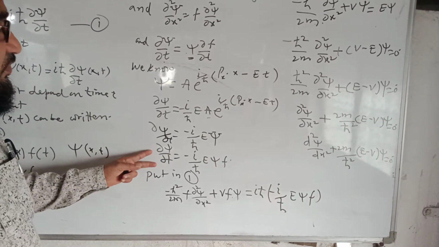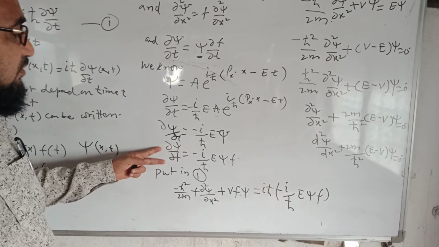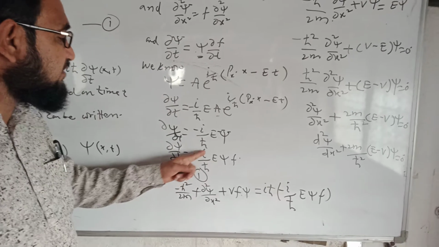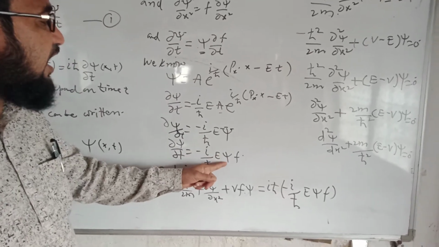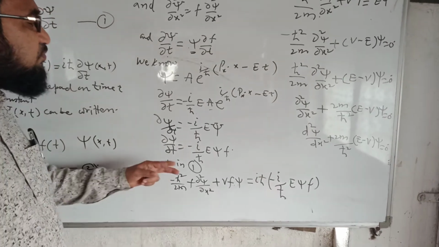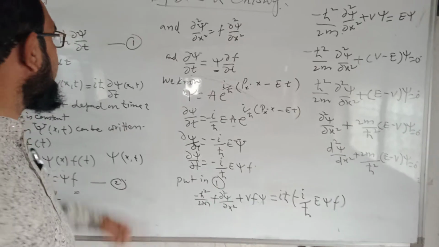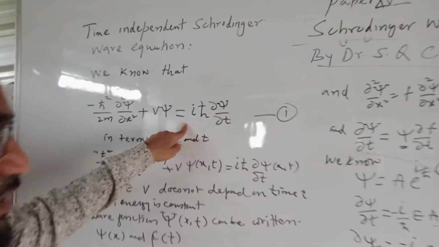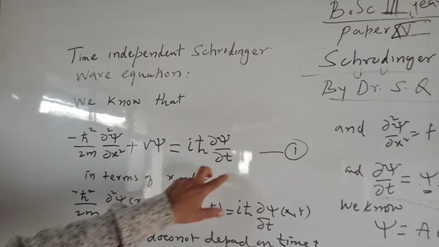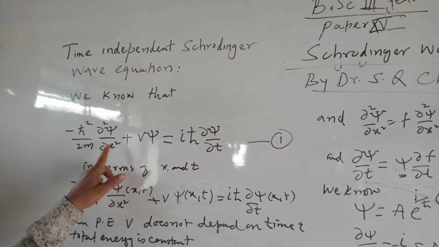Or we know that in terms of the function f, ∂ψ/∂t is equal to -i/ħ E ψ f. Now put these values in equation number 1 here. I will substitute the value of ∂²ψ/∂x², and I will substitute the value of ∂ψ/∂t in this equation.